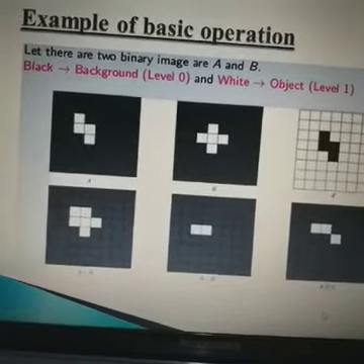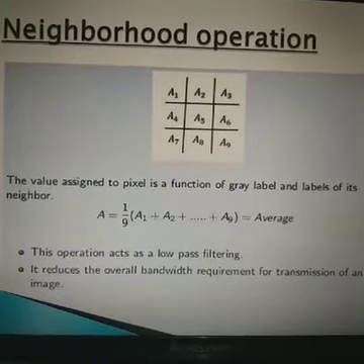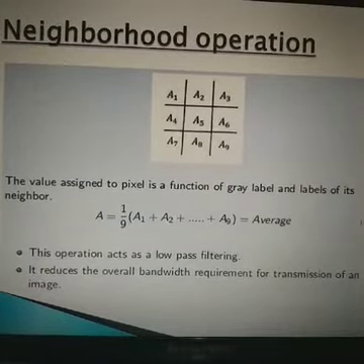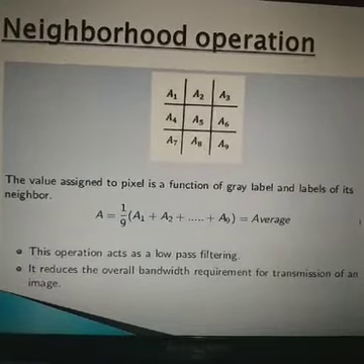Next is the neighborhood operation, and one of the operations is the average. How can we calculate the average of an image? We know there is a number of pixels. If we form any image in matrix form, for example an image of 3 into 3, there are 9 pixel values. The value assigned to that pixel is a function of the gray level and the levels of its neighbors. So we can easily find the average of that image.